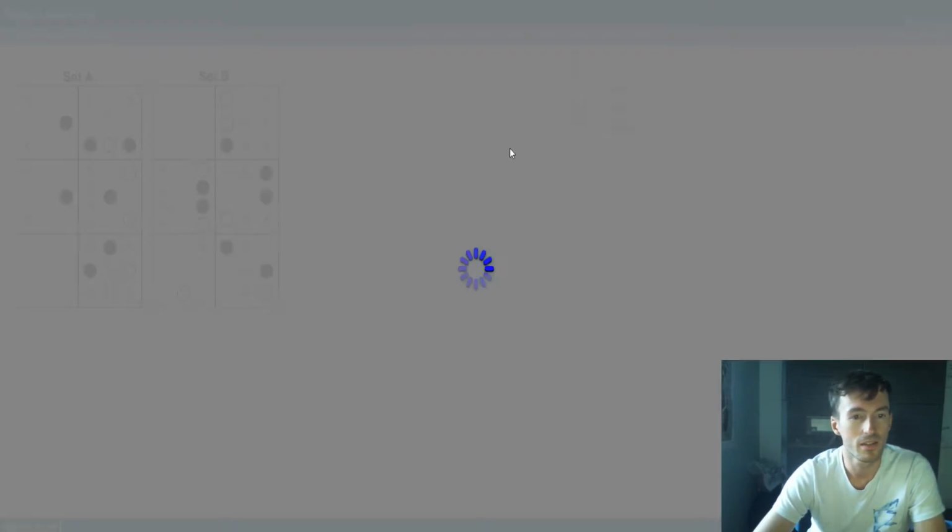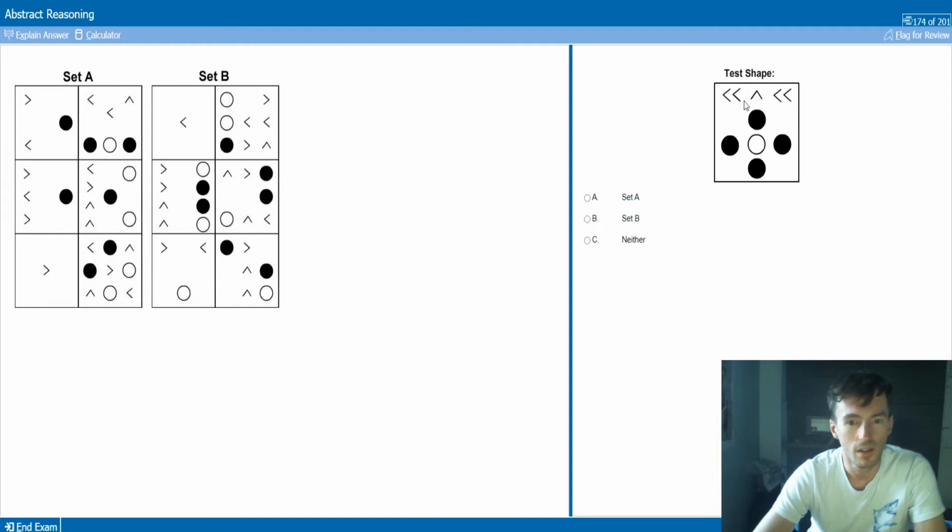Okay, let's go to the next question. Ooh, okay. So we know that the black circle in set A makes the crocodile face to the right. We have 4 black circles here, so that makes them go to the right. We have 1 white circle making it go down, so this must be set A.